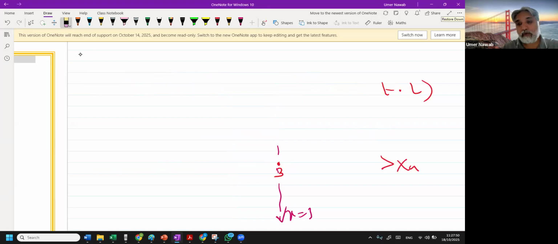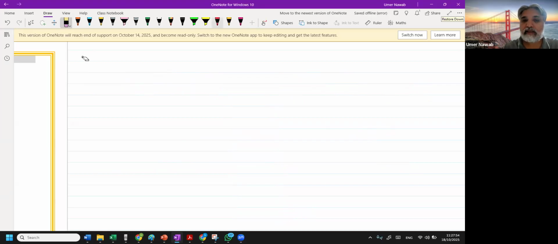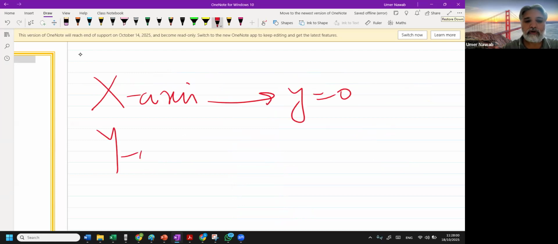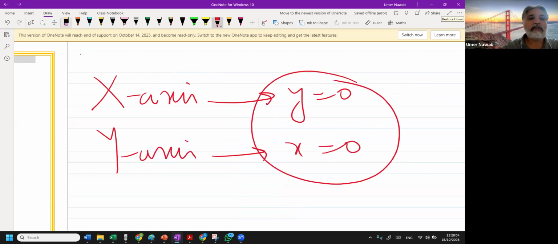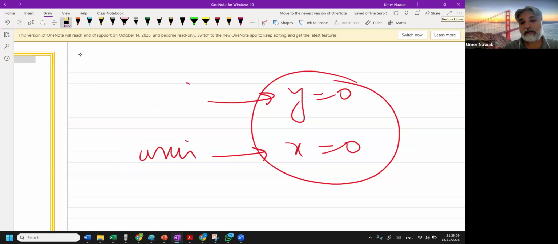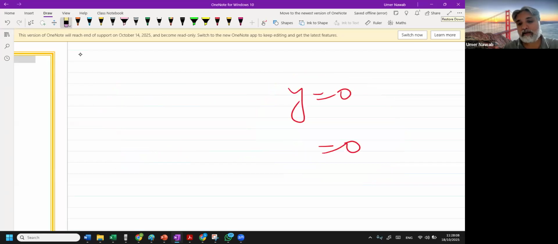One more time, I want to highlight what is the equation of the x-axis. The equation of the x-axis is y is equal to 0, and the equation of the y-axis is x is equal to 0. Don't forget this most important point. Now let's move on to the next target, slanted lines.